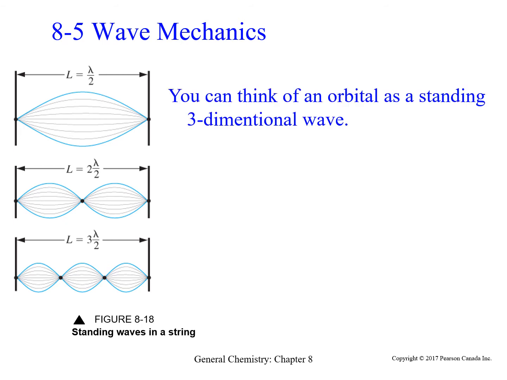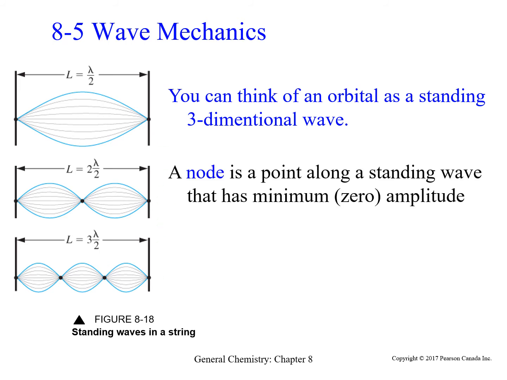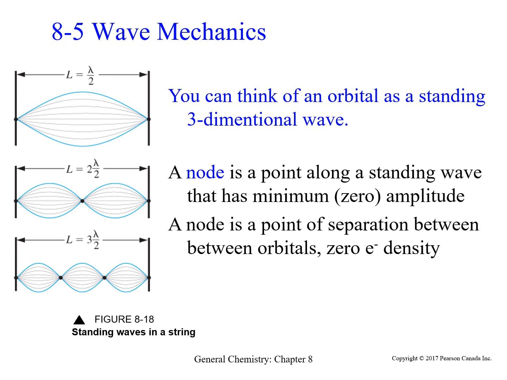You can think of an orbital as a standing three-dimensional wave, but this is a two-dimensional representation. A node in this model on the left is a point along a standing wave that has minimum zero amplitude. A node is a point of separation between two orbitals. So what this wave mechanics says is that orbitals do not intersect, and there's zero electron density where they do not intersect.